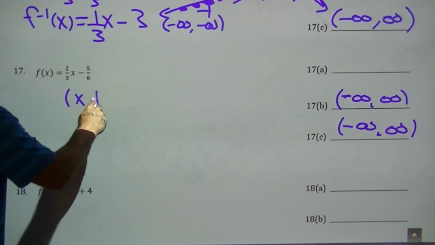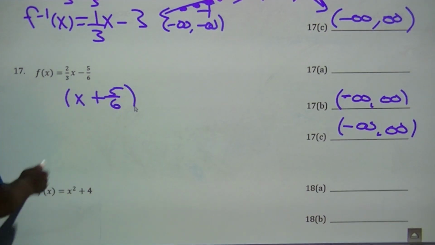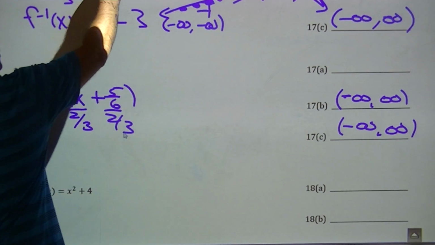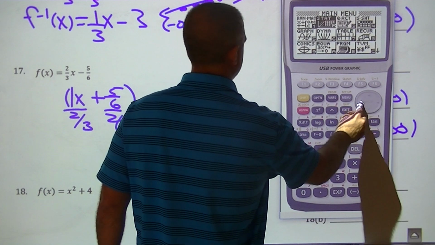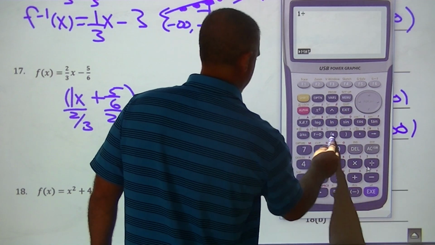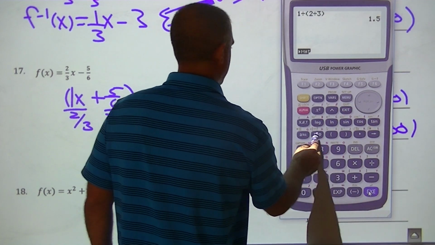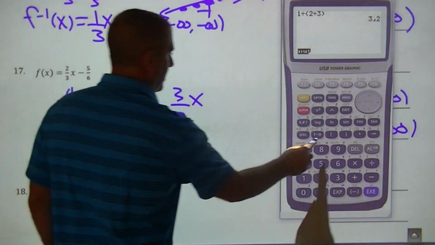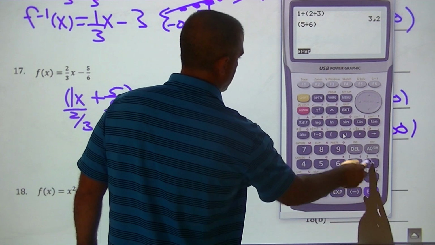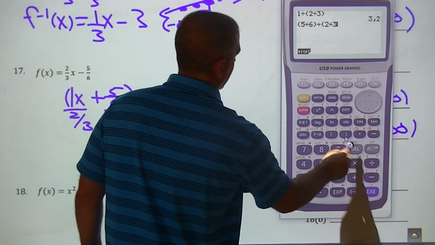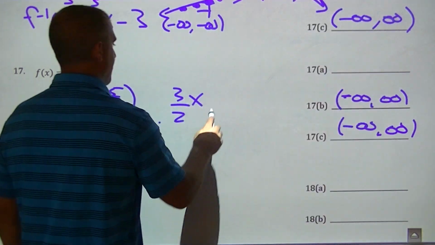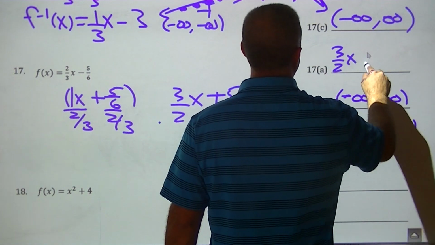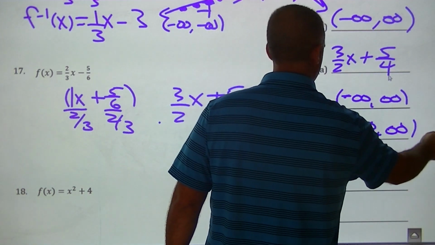This would be x plus 5/6. With a 1 there, I'm going to divide each of those by 2/3. So use your nice fraction button. 1 divided by 2/3 is 3/2. So I got 3/2x. 5/6 divided by 2/3, using your fraction button, gives you 5/4. So 3/2 x plus 5/4 would be the inverse.